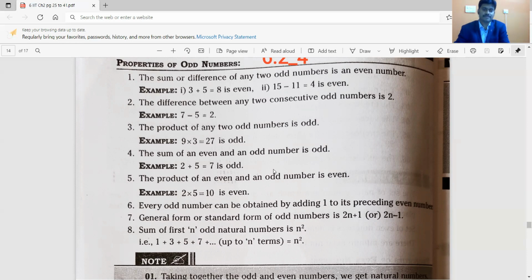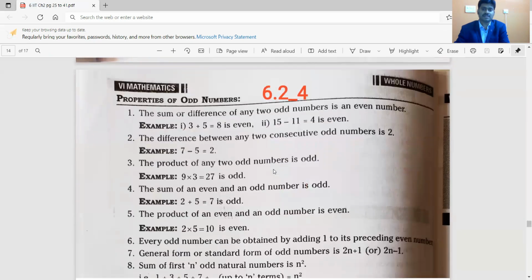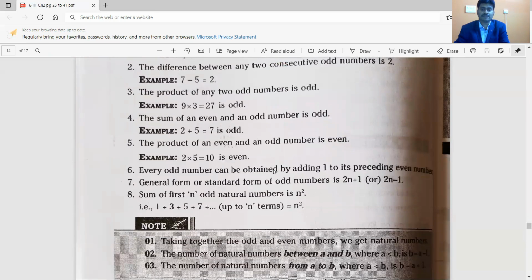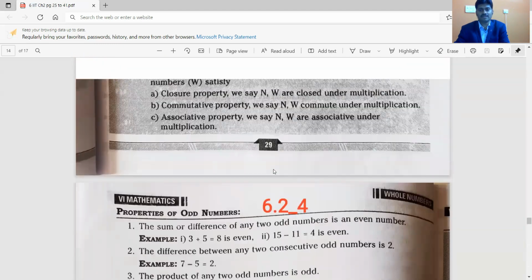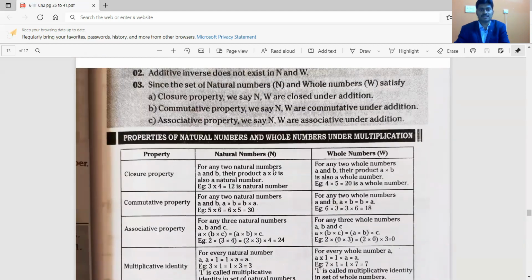Just go through this. Next, the general form of an odd number is 2n plus 1 or 2n minus 1. An even number is 2n. The sum of the first n even numbers is n squared plus n. Here, for odd numbers, the sum of the first n is only n squared.